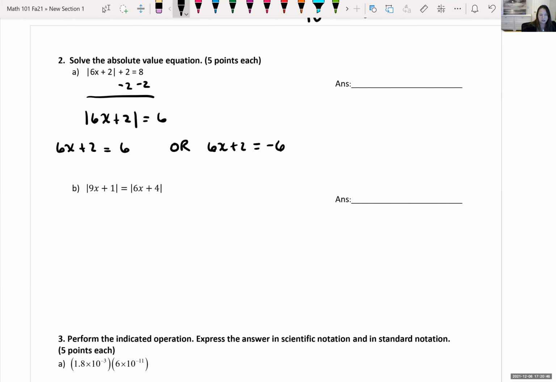And now we want to solve each one of those equations separately. So for the first equation, let's subtract 2 on both sides. We get 6x equals 6 minus 2 is 4. Divide through by 6, so we get x is equal to 4/6. You want to reduce your fractions. Both of those have 2 in common, so 4/6 can be reduced to 2/3.